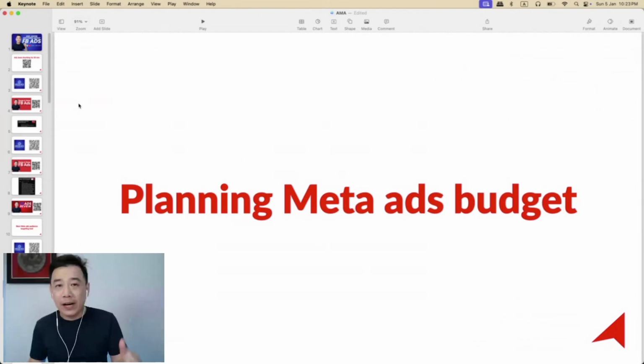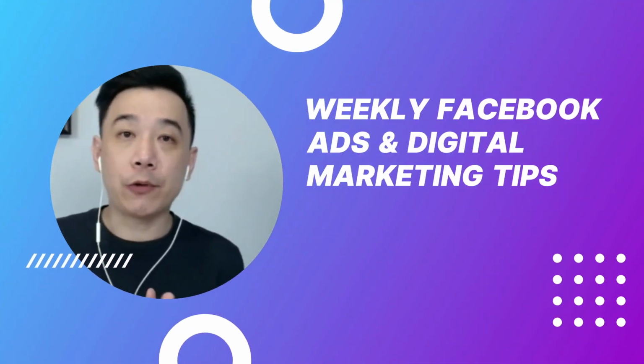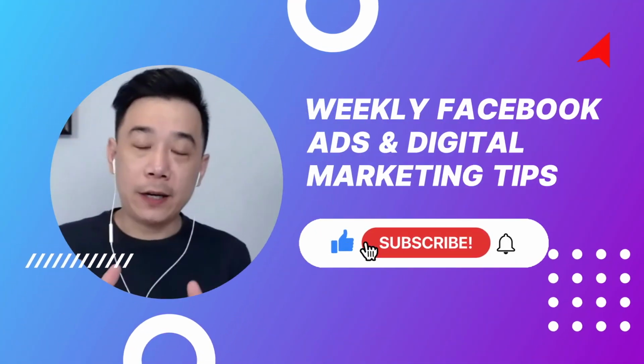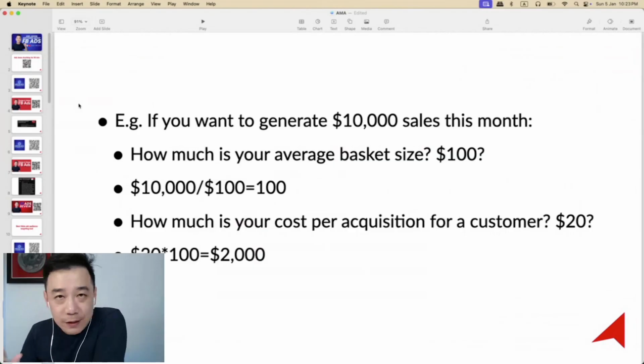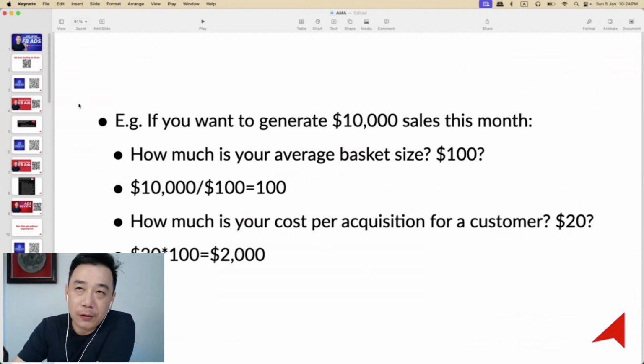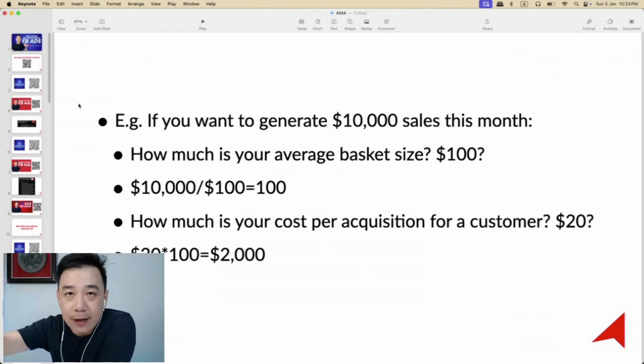Let's find a way to help you understand how to plan a Meta Ads budget. So the first question I would ask you is, how much do you want to generate every month? Say, for example, if you are an e-commerce store, you want to generate $10,000 in sales every month. So that's the target.